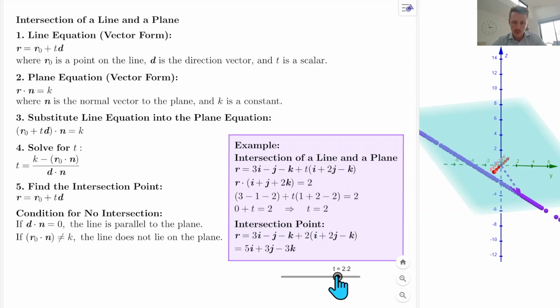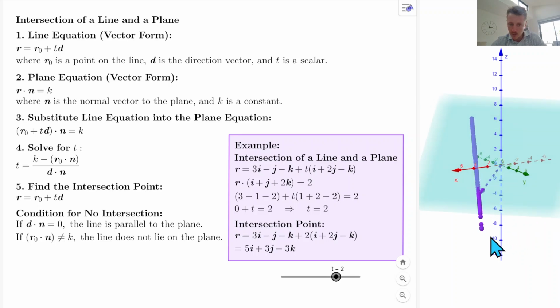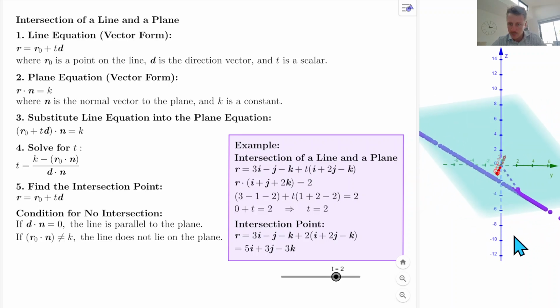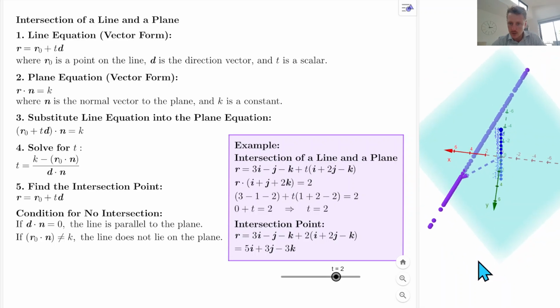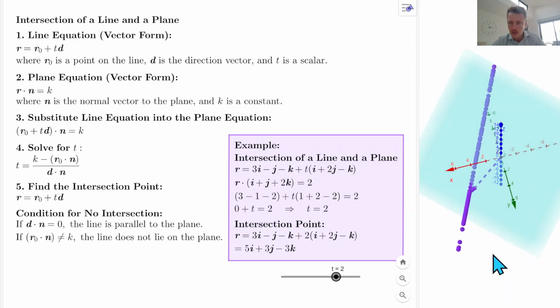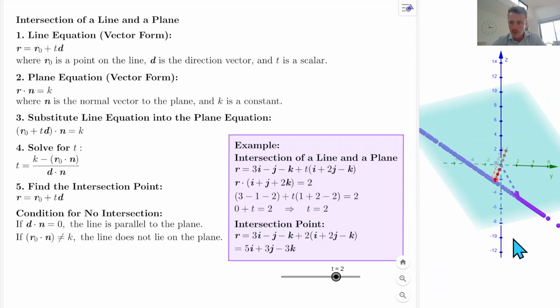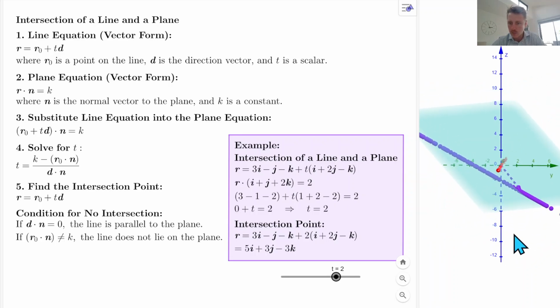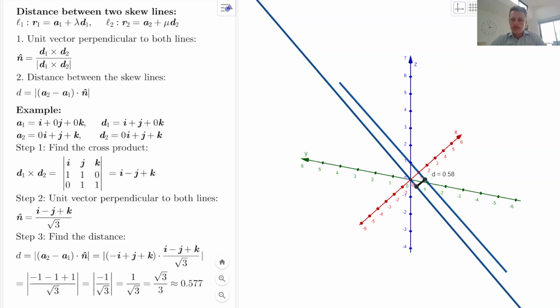So if we set t to be 2, that point there that it's pointing at must be the point 5, 3, negative 3. And if you want to check, the x value looks like it's 5 if you look at the red part, the y value looks like 3 if you look at the green part, and negative 3 if you look at the z part. Okay, so almost there. Hopefully that made some sense.